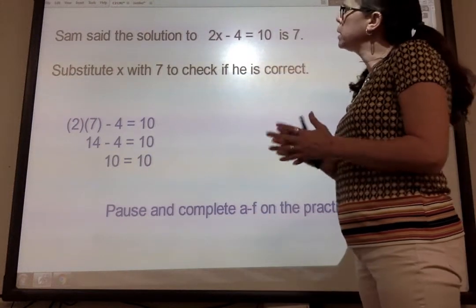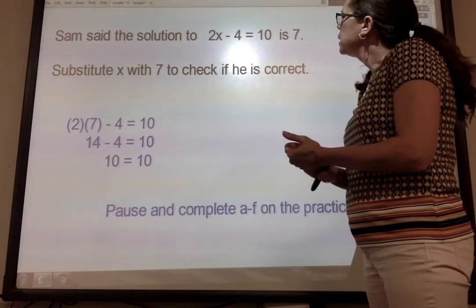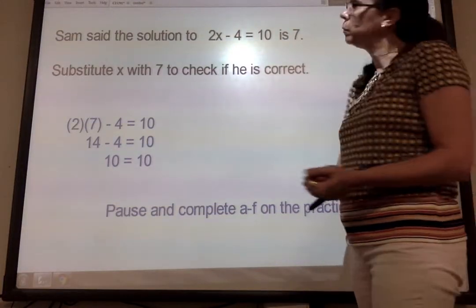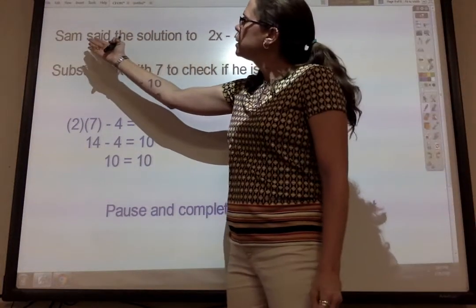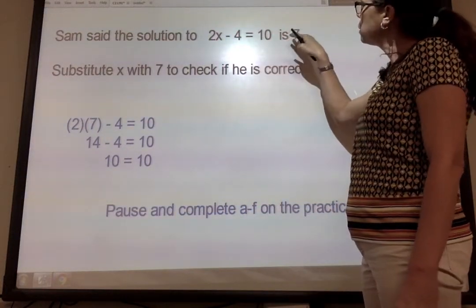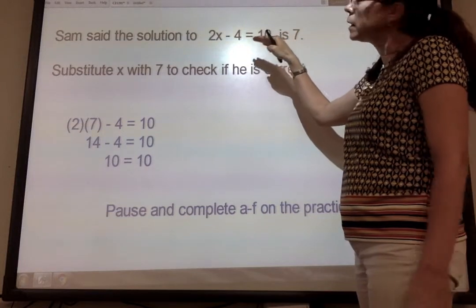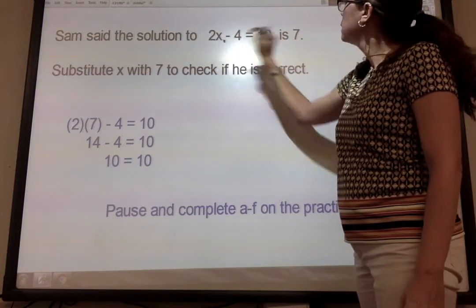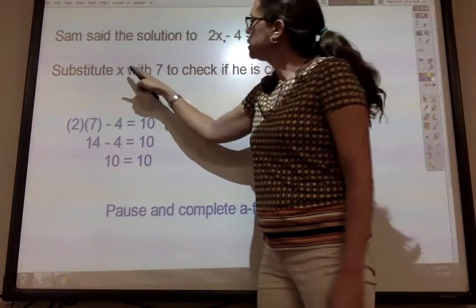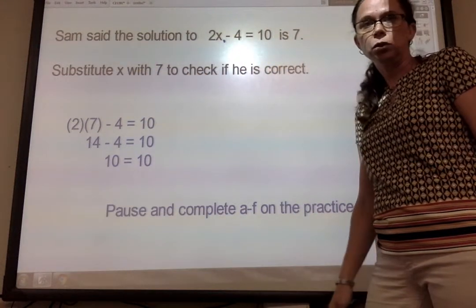Now, another thing that we can do with these evaluations is check to see if a solution is true. Okay? So take this occasion. Sam said the solution to 2x minus 4 equals 10 is 7. So what this means is that Sam thinks that x is 7. Okay?